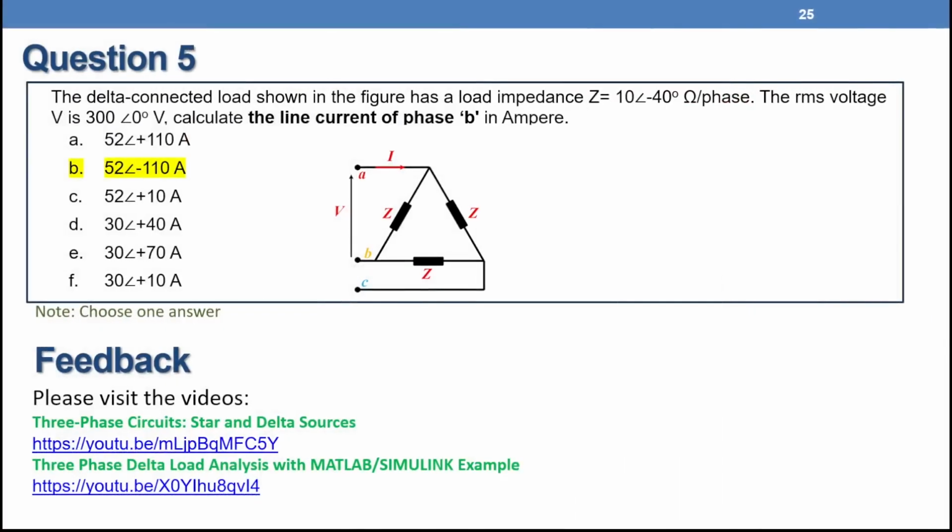Question number 5. The delta connected load shown in the figure has a load impedance Z equals 10 angle minus 40 degrees ohm per phase. The RMS voltage is 300 volt angle 0. We need to calculate the line current of phase B.